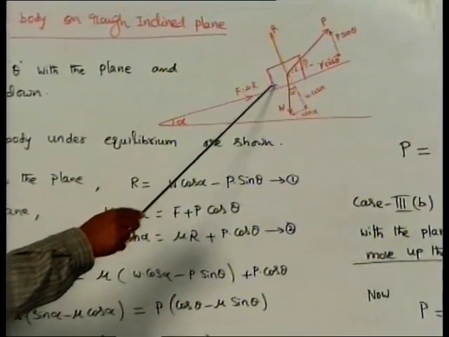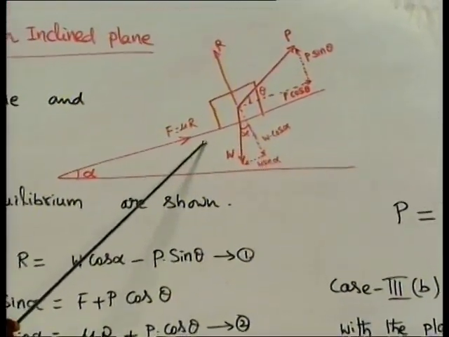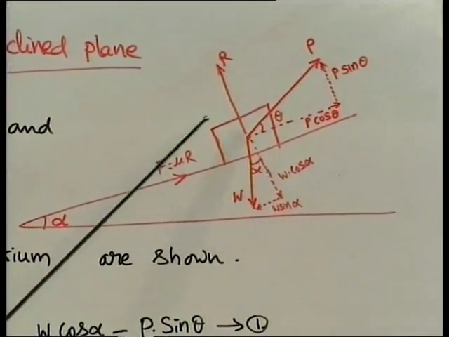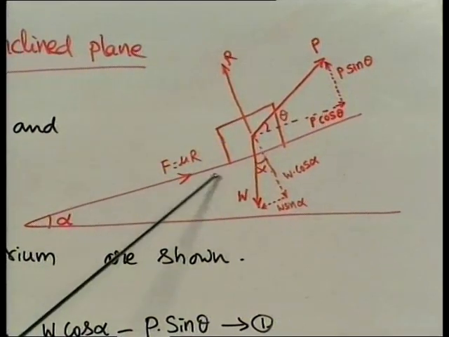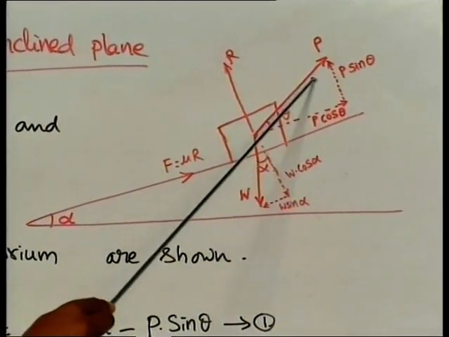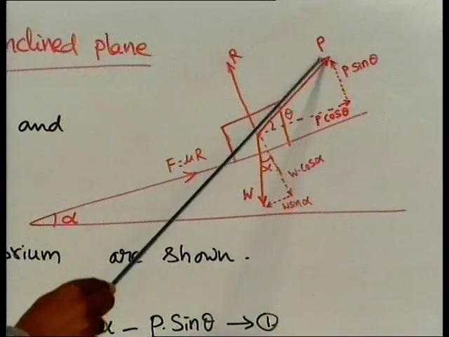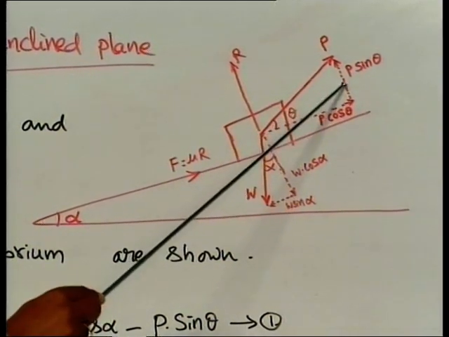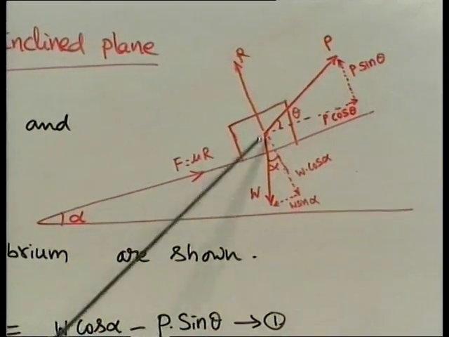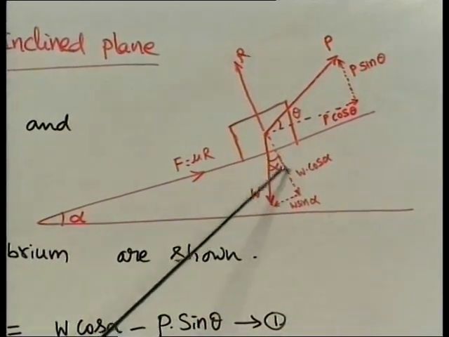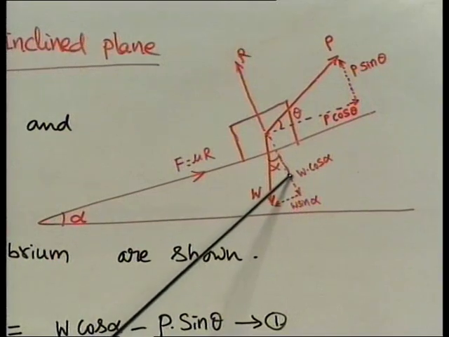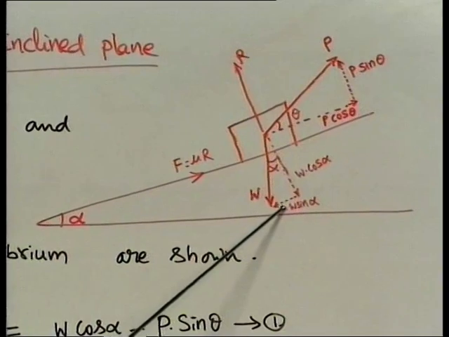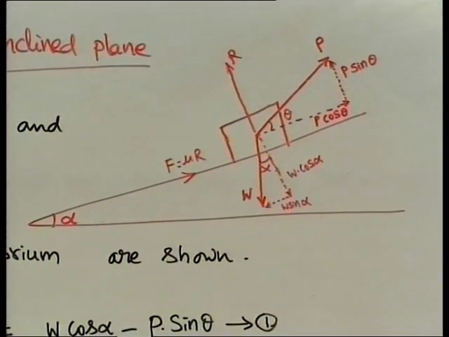When the body is tending to move down, the frictional force is acting in the opposite direction like this. Now, for the equilibrium condition of the body, there are several forces acting on the body, which I have shown like this. Suppose P is the force applied on the body. This can be resolved into two components, one is P cos theta and the vertical component is P sin theta. Similarly, the load can be resolved normal to the plane, that component is W cos alpha, and the horizontal component is W sin alpha. The directions are also shown.